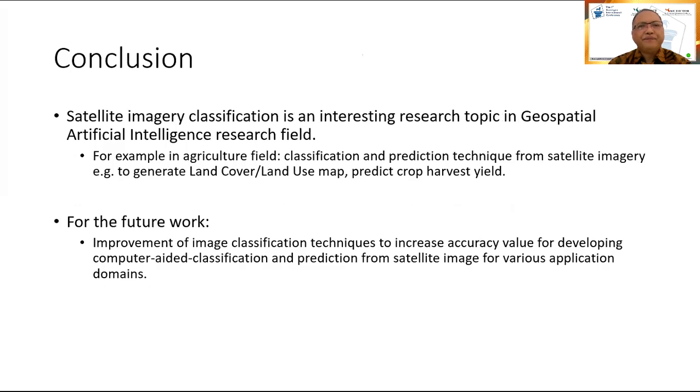Okay. Now, as a conclusion, a vast number of publications in semantic segmentation using satellite imagery show a huge interest of researchers around the world in analyzing satellite imagery as input for image classification, and it becomes an interesting research topic in geospatial artificial intelligence with wide potential applications. For example, in the agriculture field, classification and prediction techniques from satellite imagery to generate land cover and land use maps, and also to predict crop harvest yield.